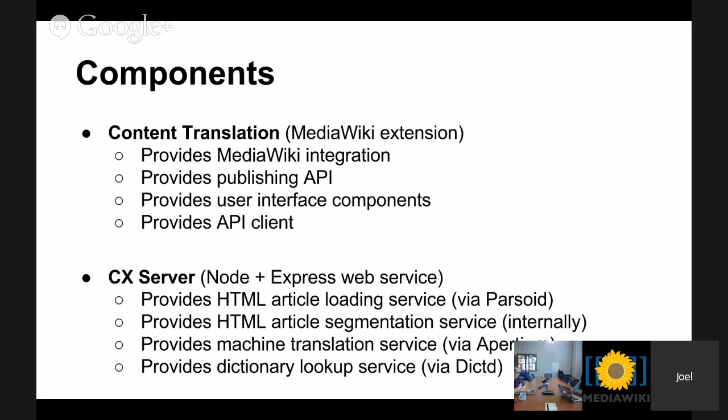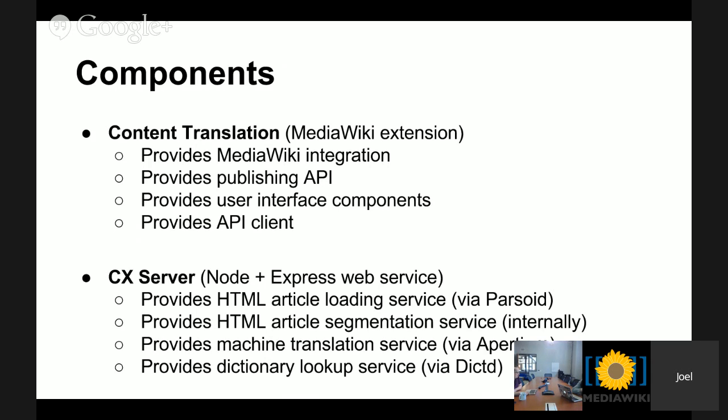In terms of components, the tool is made of two basic parts. There's the content translation extension itself, which is a MediaWiki extension. It provides MediaWiki integration. It provides a publishing API, which basically wraps the MediaWiki API and adds some additional parameters and actions. It serves the user interface components, which are then done on the client side in JavaScript. And it also provides our API client to interact with our RESTful web service.